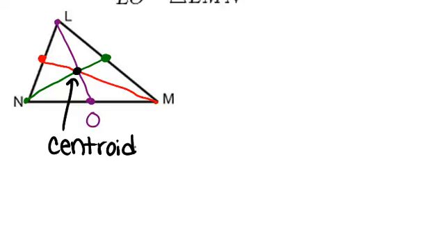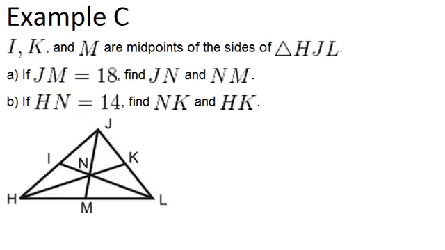All right, let's go on to example C. Example C says, I, K, and M are midpoints of the sides of triangle HJL. Part A, if JM equals 18, find JN and NM. So we're talking about JM, this whole segment is 18. And we're trying to figure out the two parts of that segment, JN and NM.